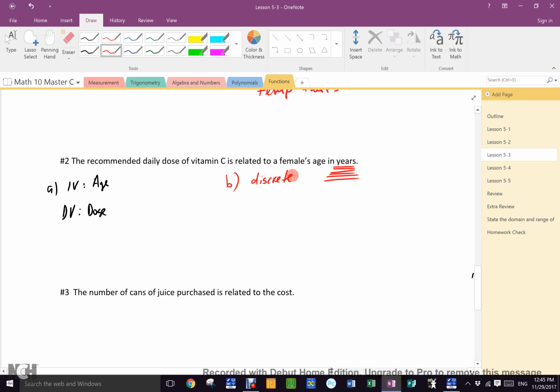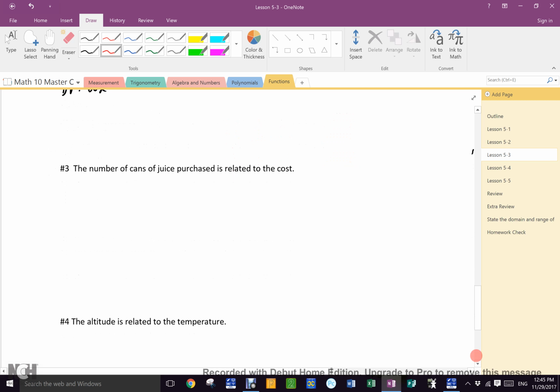Does everybody get it? Sam makes a really good point because it sounds like it should be continuous. Yes, because for every input there's an output. But is every input available to us? No, because we are only going up in years. Understand? Okay, so let's look at the third one.